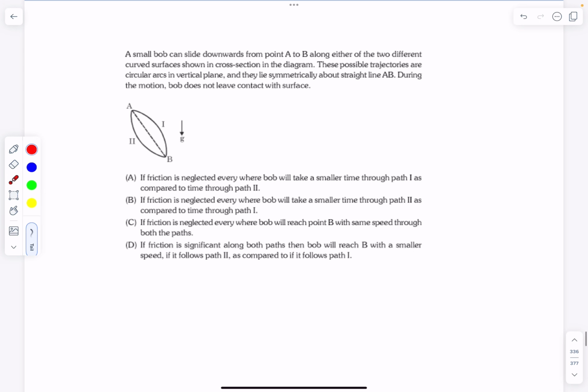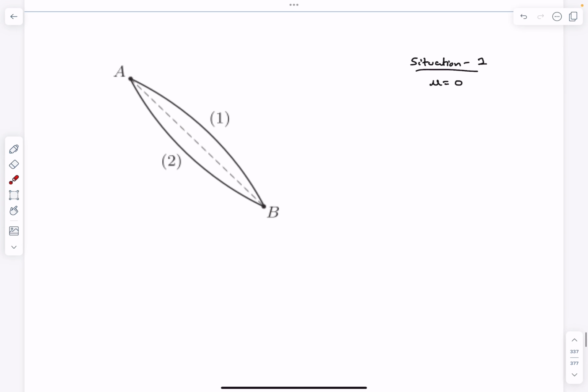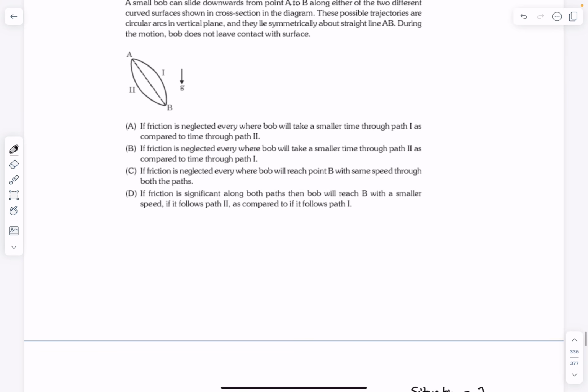Before we begin, we can directly answer option C pretty easily. In option C, they are saying if friction is neglected, then the bob will reach point B with the same speed along both the paths. This is essentially a problem on conservation of energy. As we can see, the change in potential energy between points A and B is the same for both of the bobs. So the work done by gravity will be the same for both of them. And as there is no friction, they both will have the same velocity when they reach point B. Therefore option C is correct.